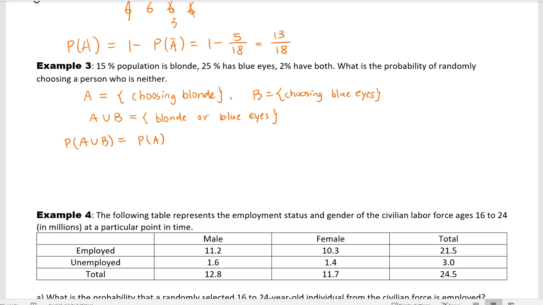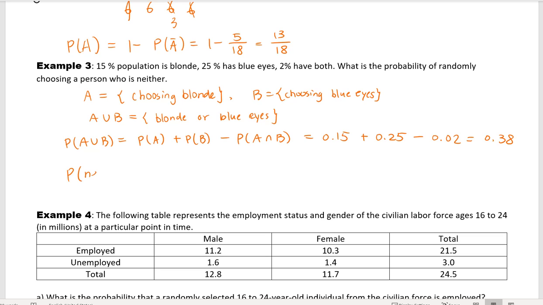That's P of A plus P of B minus P of A and B. P of A, 15% is blonde, so 0.15. P of B, 25% has blue eyes, so 0.25. Minus both, 2%, so 0.02. Be careful, 2% is not 0.2, it's 0.02. So this is 0.4 minus 0.02, then we get 0.38. So this is blonde or blue eyes.